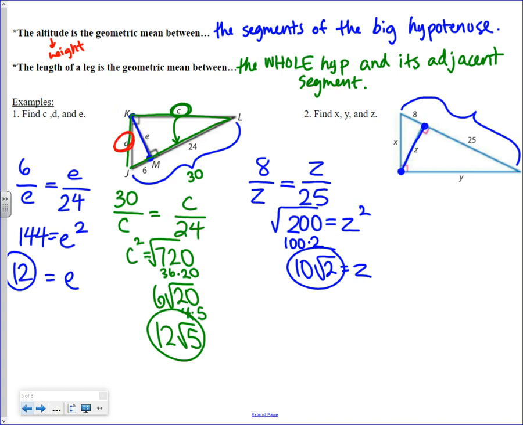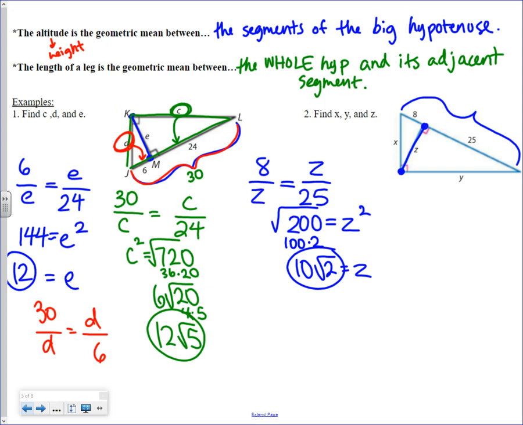D is the other leg. So that is the geometric mean between the whole hypotenuse, and how big is the whole hypotenuse again? 30, and its adjacent segment. So adjacent means next to 6. How's the setup?